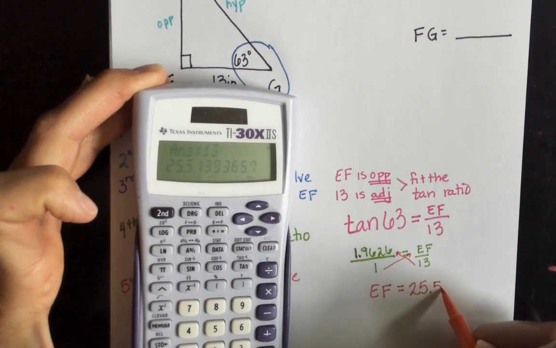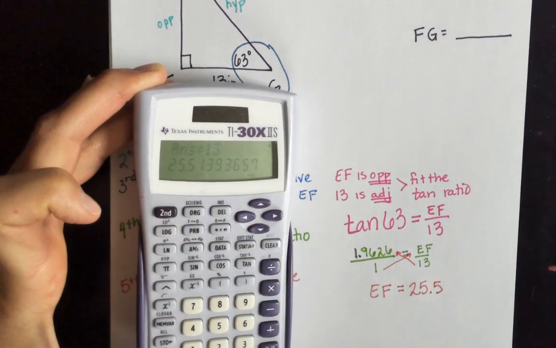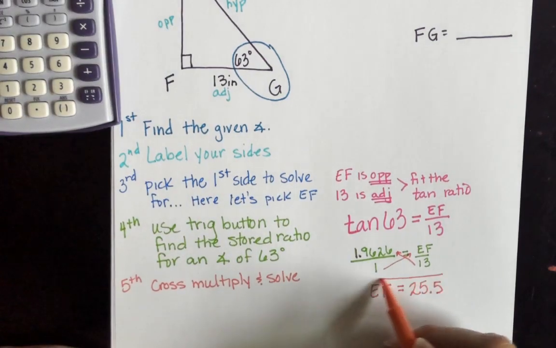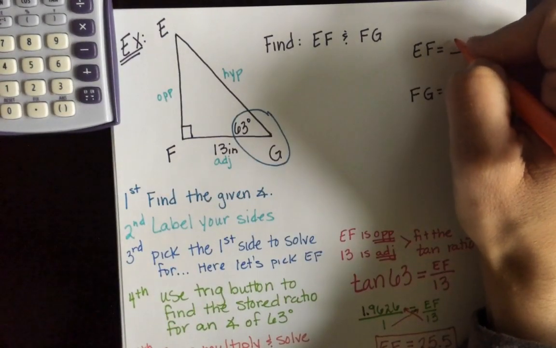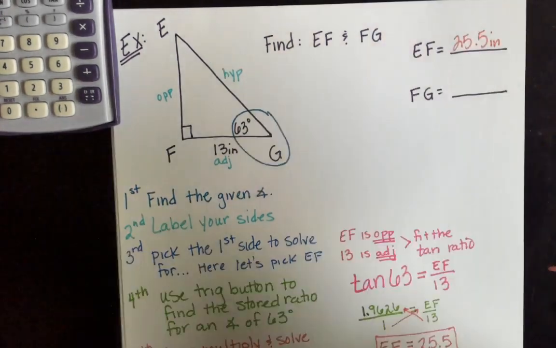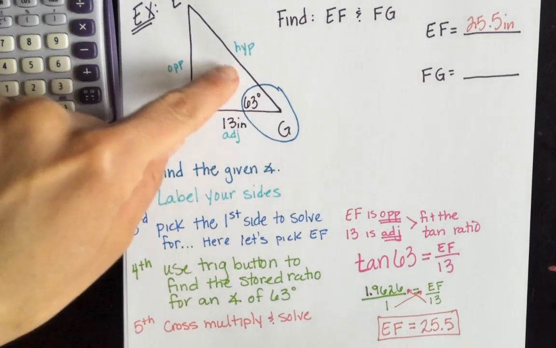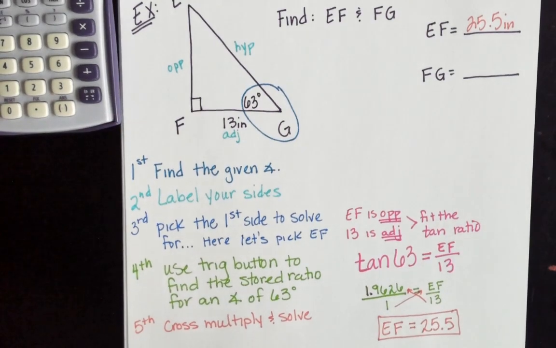A lot of my work, I have a habit of rounding to the nearest hundredth, and that's just because that's where I was always told to round. So here is my answer for EF, and I'll plug that in right here, 25.5 inches. Now I did all those steps, but if I want to find what the hypotenuse is, I'm just going to go through the steps again, pretty much the same way.